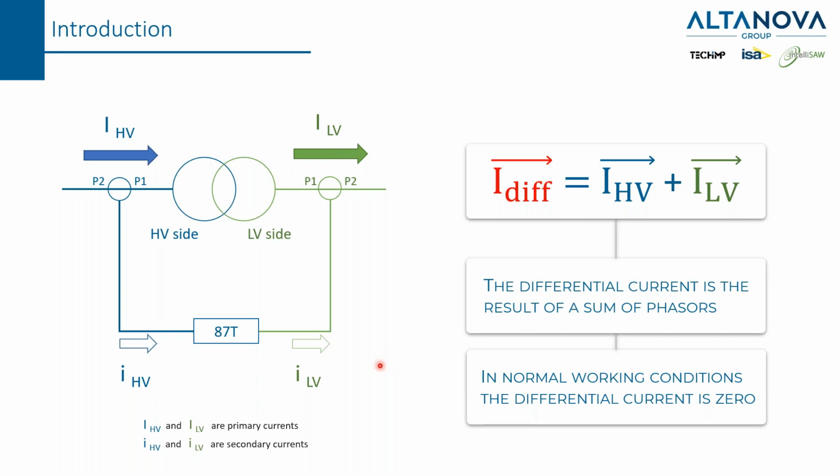In normal working condition, the differential current is 0. This is the base of the following discussion. We have to do our best in order to keep this number equal to 0 when the power transformer is in service without faults.